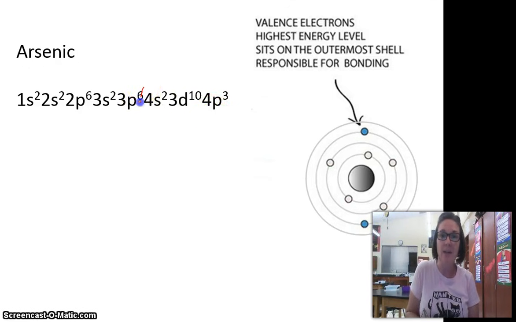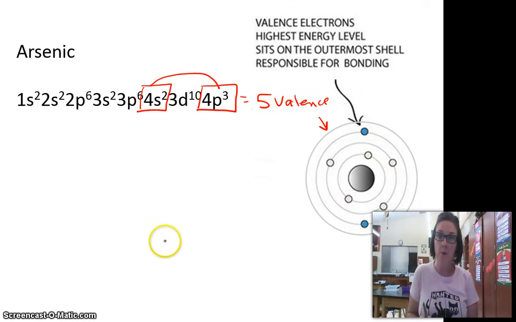That means anything on the 4th energy level is on the outermost energy level for arsenic. So we'd have to say this is on the 4th energy level and this is on the 4th energy level. So we have 2 from the S sublevel and 3 from the P sublevel for a total of 5 valence electrons out here on the 4th energy level. So that's how we identify valence electrons. We just look for the largest energy level number and say how many electrons are on that one.